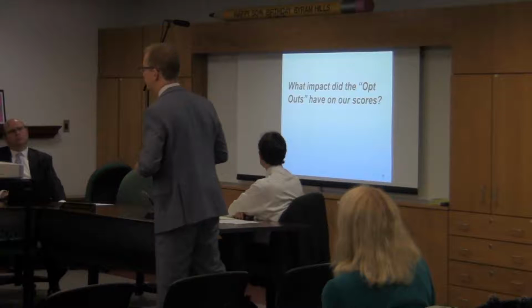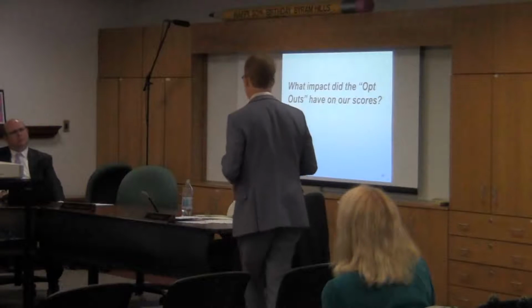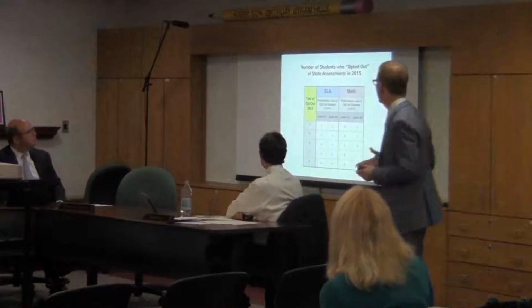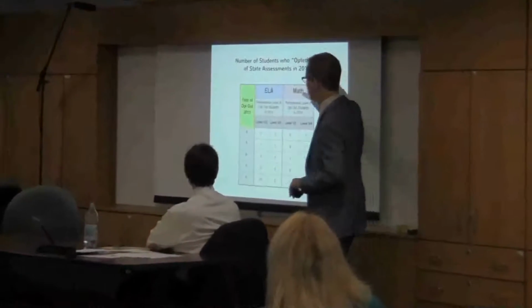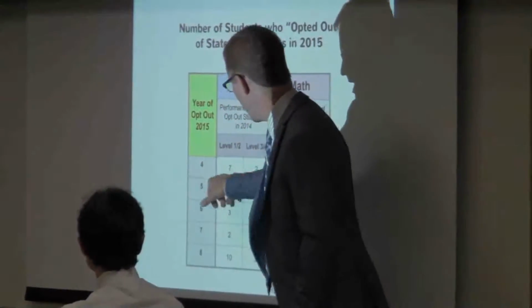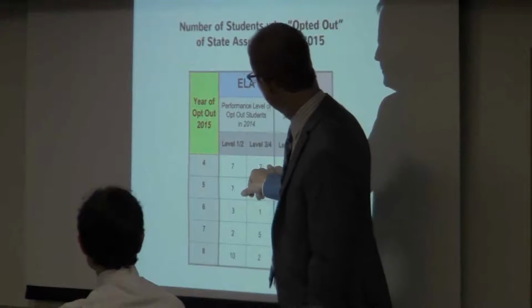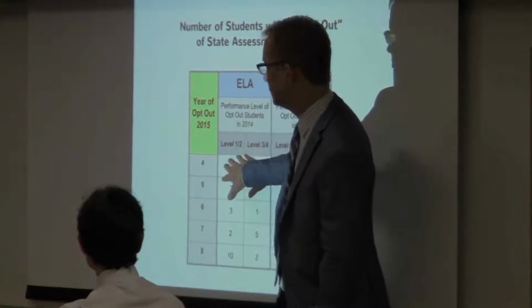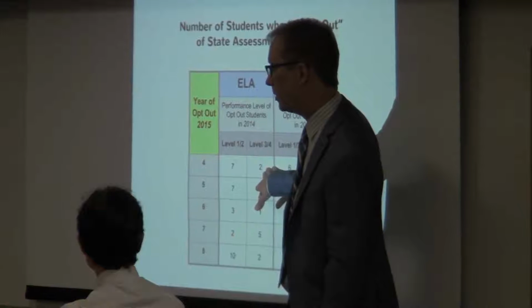What impact would that have? So that's what I did, and we'll take a look at that. So here were just the raw numbers. These are the number of students who opted out. So for example, in 4th grade, we had 9 students opt out of the state test. 7 had received a level 1 or 2, and 2 had received a level 3 or 4.